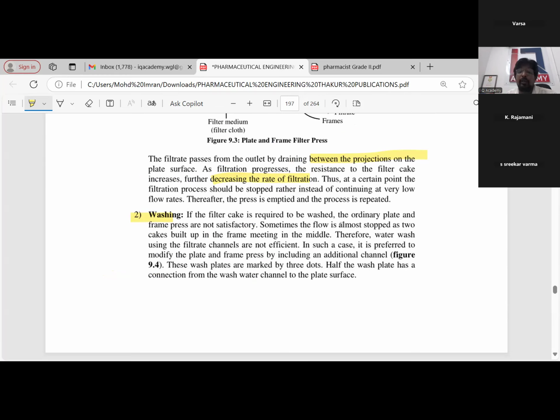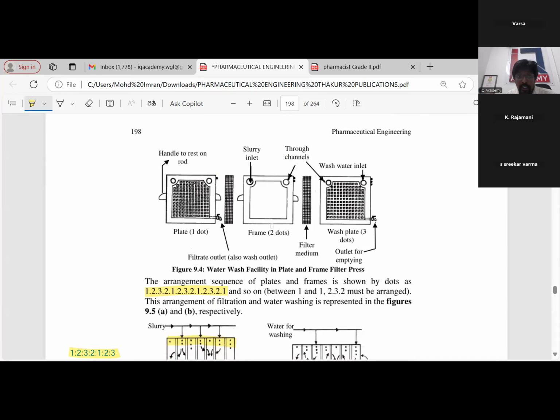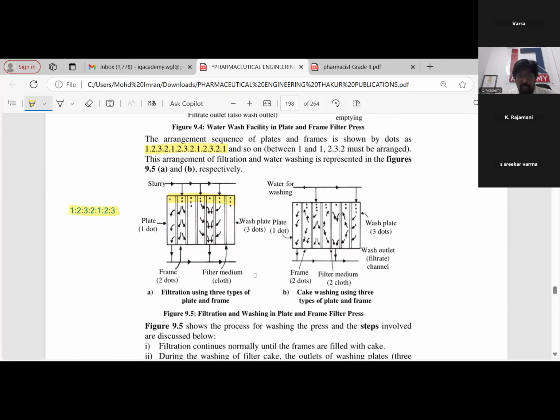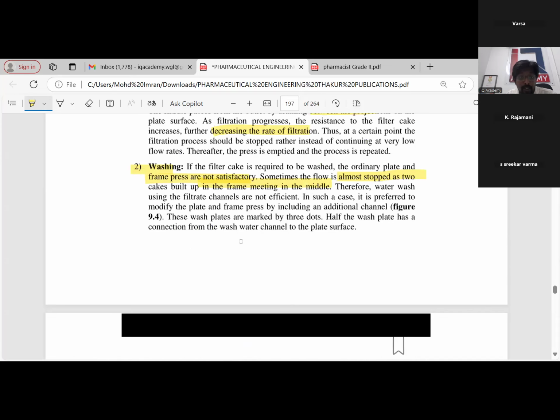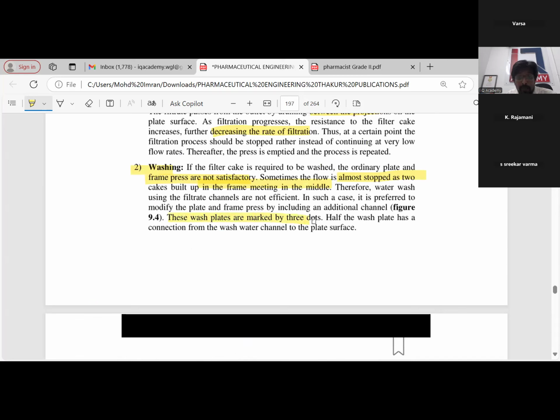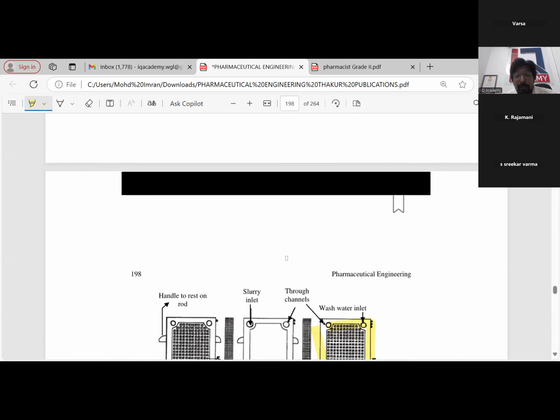Washing of the filter cake is required. Ordinary plates and frame plates are not satisfactory. Sometimes the flow almost stops as the two cakes build up. So for that, what we will do is arrange the three dotted plate. What does the three dotted plate have? You have the provision for cleaning. So this washing plate is marked by three dots. Half the wash plate has connections from the wash water channels to the plate surface. So when the filtration completely halts, when the rate of filtration slows down, we will insert the third plate, that is the washing plate or the cleaning plate.